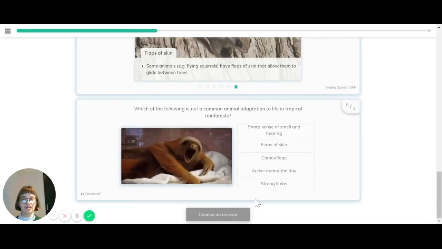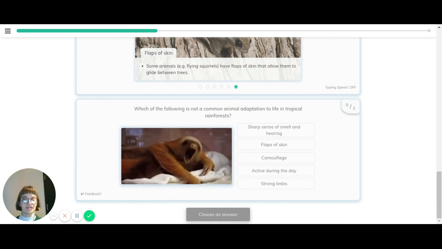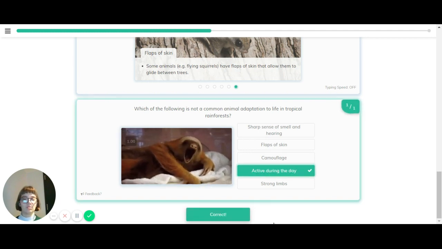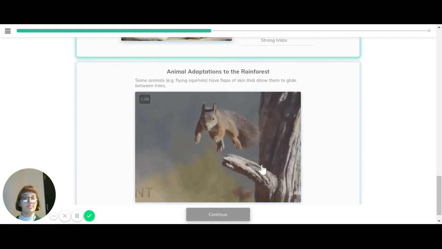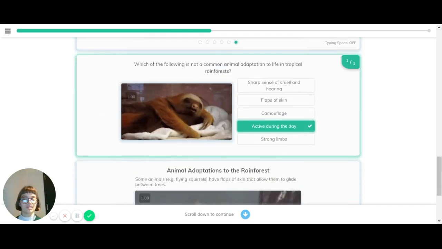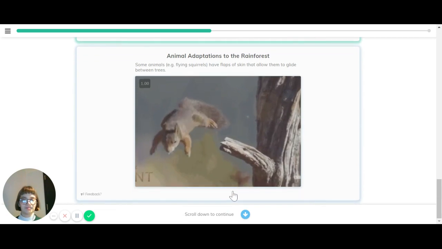Let's just do a quick recap of that. Which of the following is not a common adaptation to life in tropical rainforests? There's sharp sense of smell and hearing, flaps of skin, camouflage, active during the day, and strong limbs. Well, many animals are active at night, so it's less common to be active during the day. Most sloths are active at night, but many animals do feed and are active during the day.